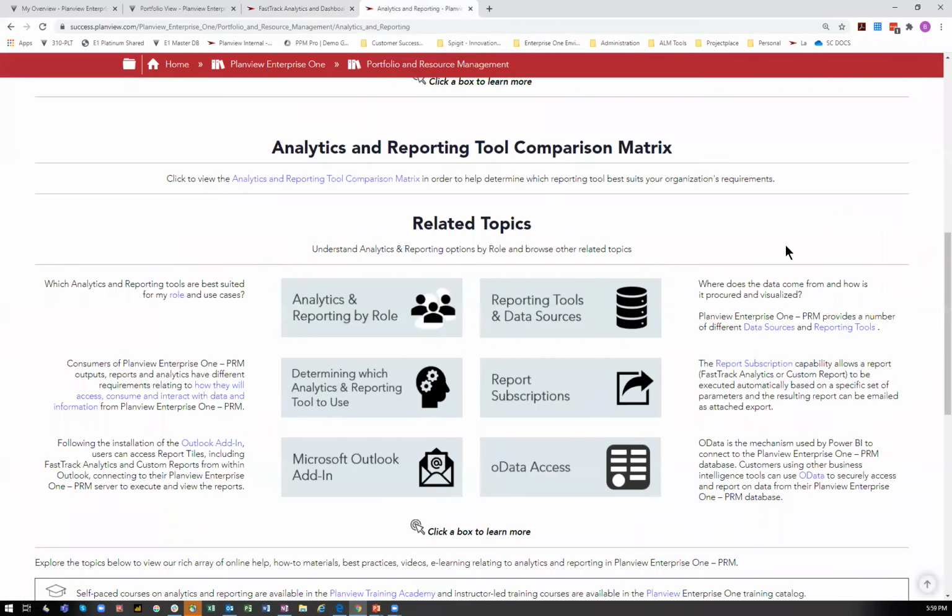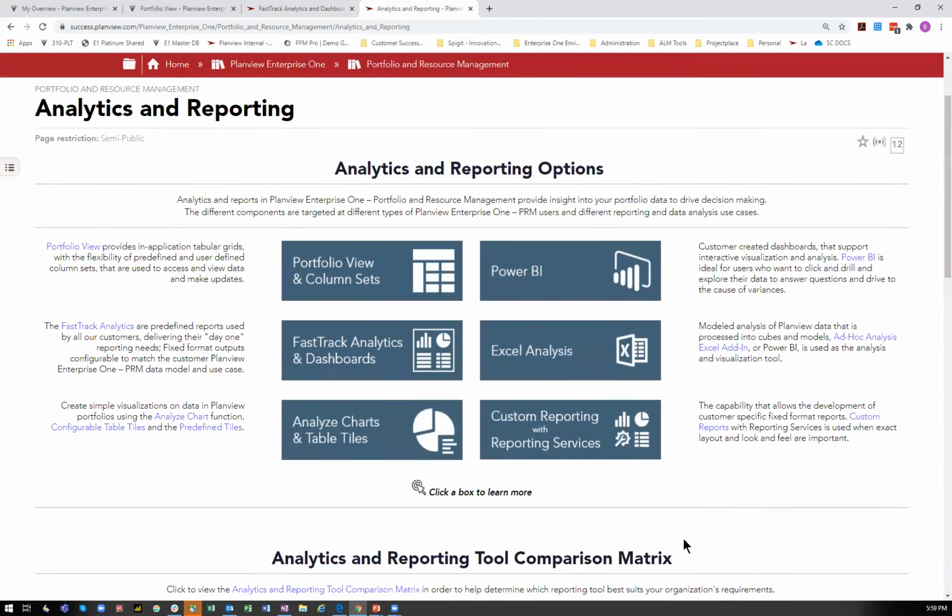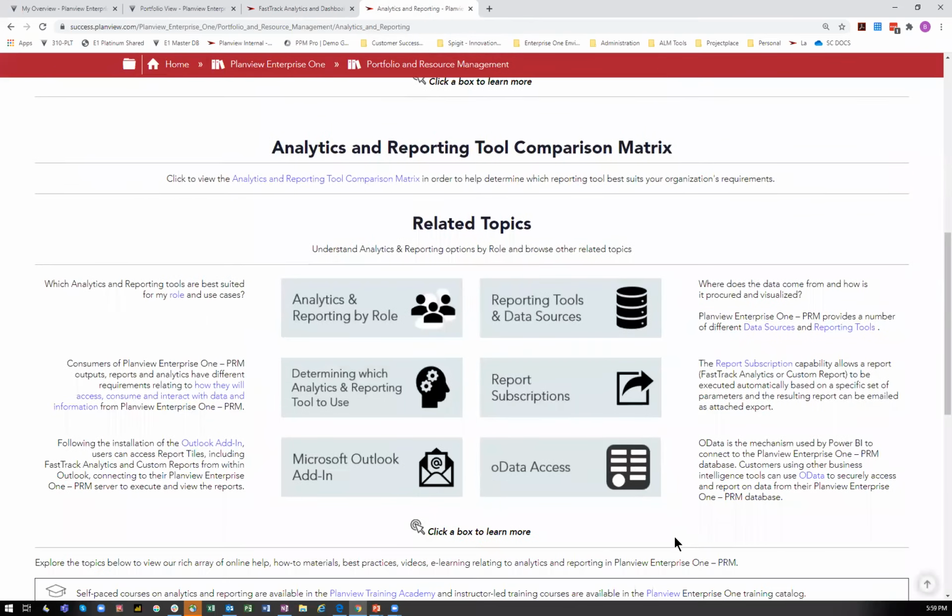In addition, we provide what you saw in the application today: portfolio views and column sets, right? Walk the ribbon, line of sight, at a glance information. We interacted with a Power BI tile that allowed us to interrogate the data. We looked at fast track analytics catalogs and Outlook and PowerPoint, et cetera. We have an add-in for Excel that's available. We certainly provide custom reporting services if customers want it, but a lot of it could be self-service. A lot of it could be done on your own.